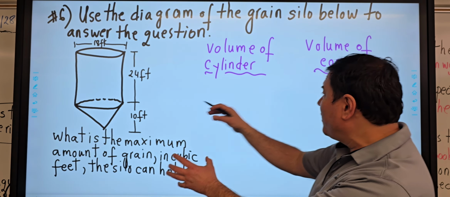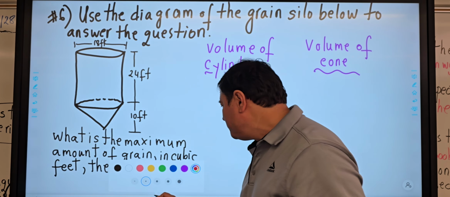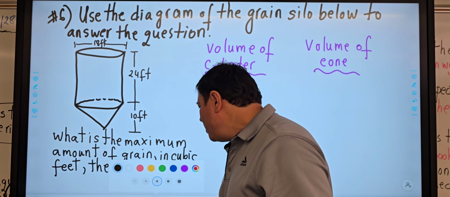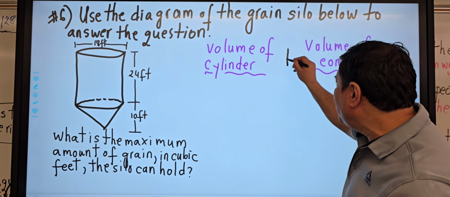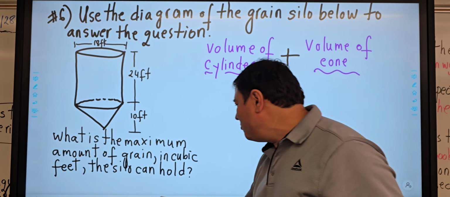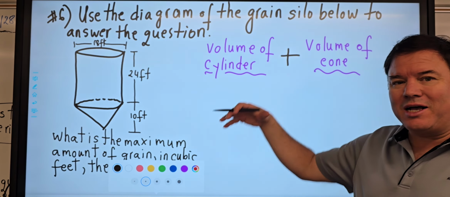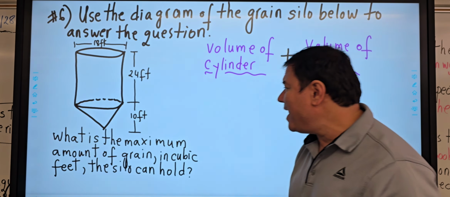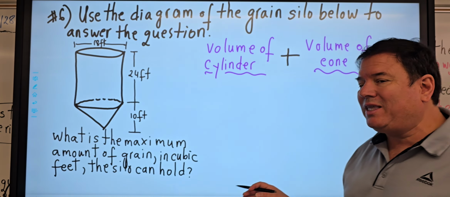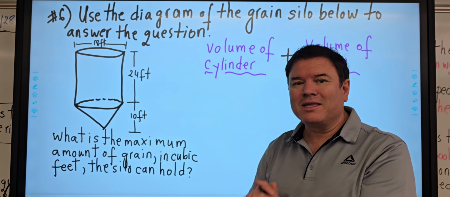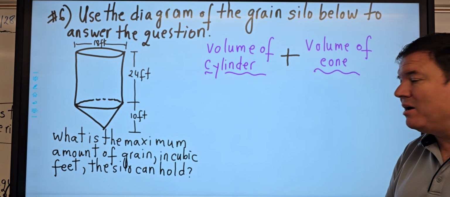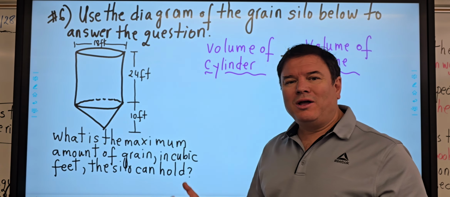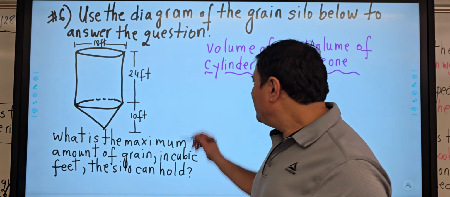Then we are going to find the volume of the cone second. And we are going to add the volume of the cylinder plus the volume of the cone in order for us to find the total volume and find out the maximum amount of grain in cubic feet this silo can hold. So let's take a look at the volume of a cylinder.